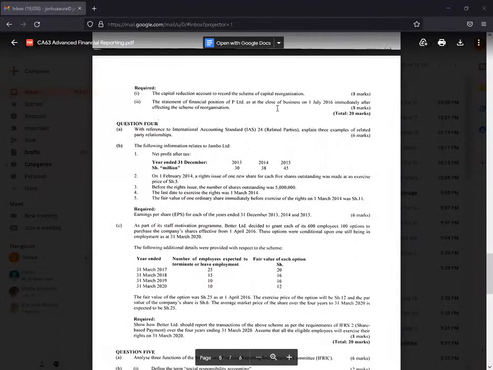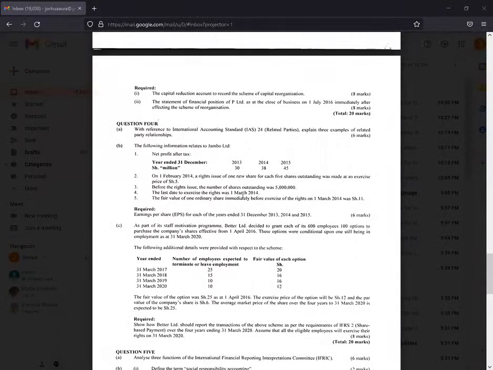Here we are. If you look at this, we have the reportable profit, the net profit after tax. For 2013 it is 30, then we have 38, and then lastly we have 45. Now, does this question make any mention of profit attributable to non-controlling interest? Do we have non-controlling interest here?